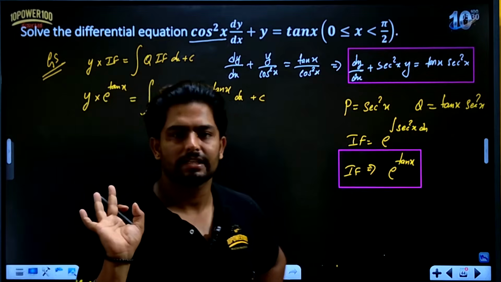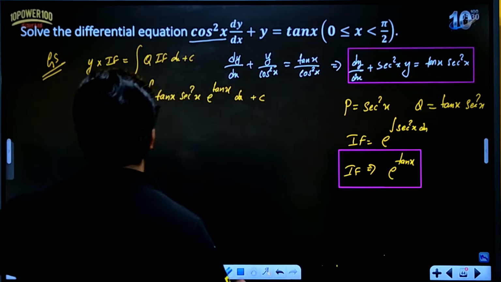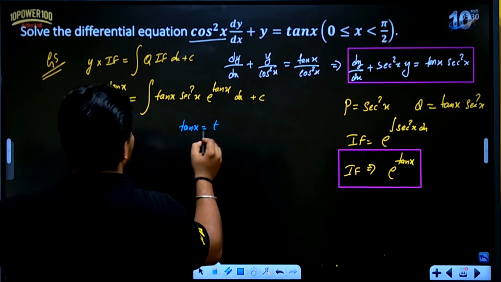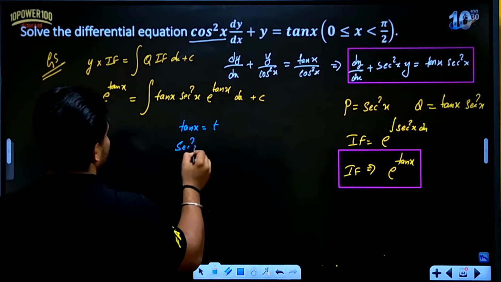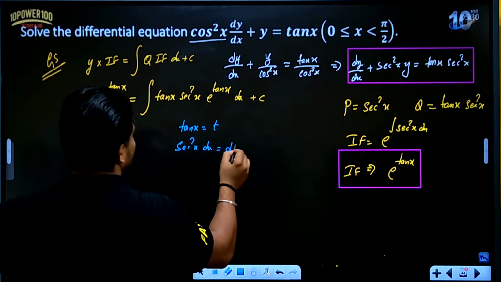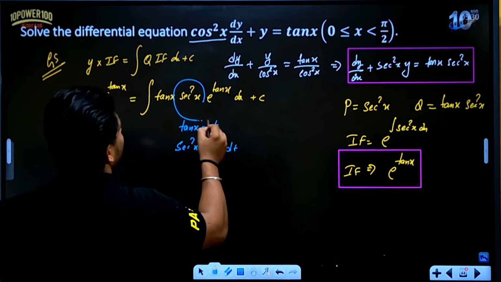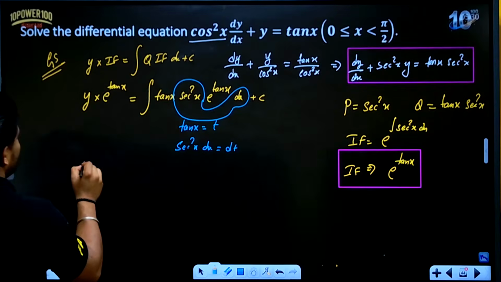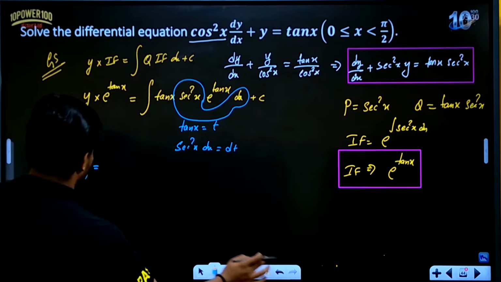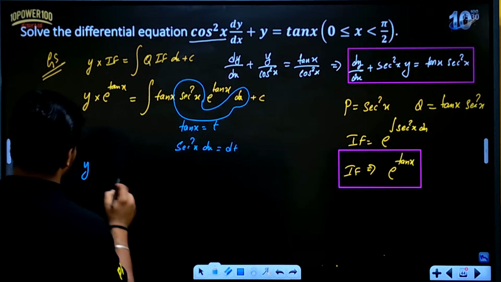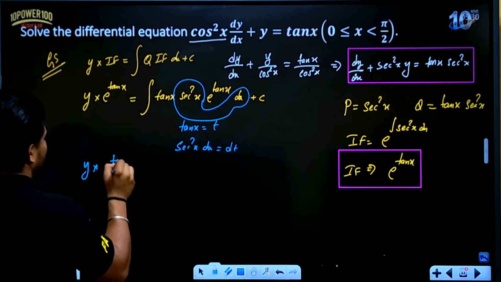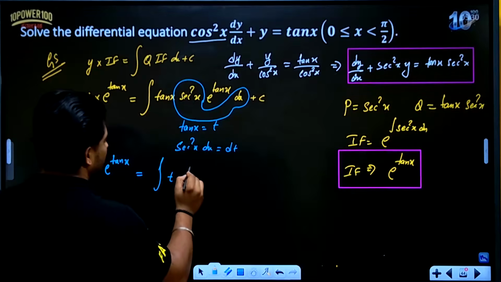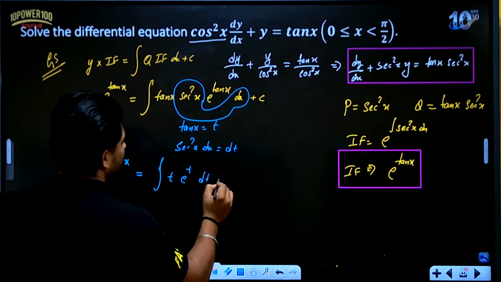Okay, so take tan x is equal to t. Because tan x is equal to t, differentiation of tan x is secant square x dx is equal to dt. See, you must develop this smartness. It's actually tan x and dx is nothing but dt. So y into e to the power tan x is equal to integration of t into e to the power t dt plus c.